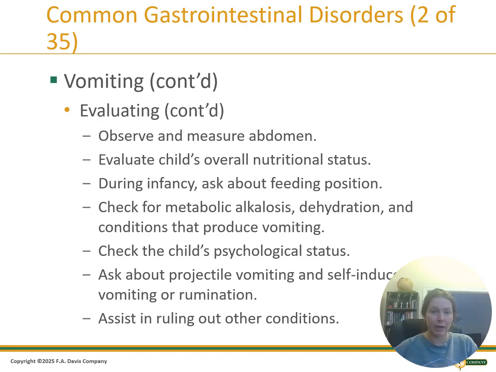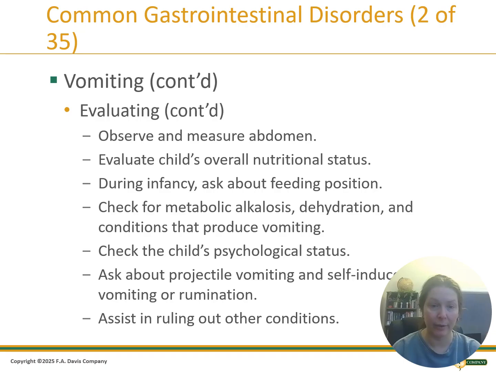We want to talk to the parent about any electrolyte imbalances that they could have, try to educate them with the dehydration and how we're going to help correct that. We want to check the child's psychological status. So does the child seem to be experiencing a lot of anxiety? Then if age appropriate, we want to bring up this self-induced vomiting and rumination as well. You want to talk to the parent about if they're having any episodes of projectile vomiting.